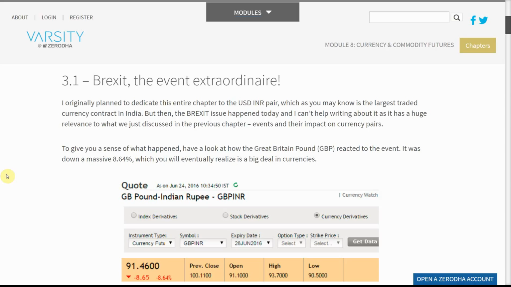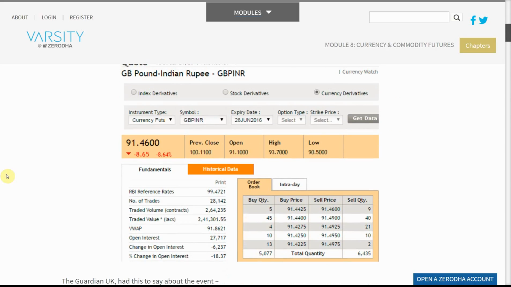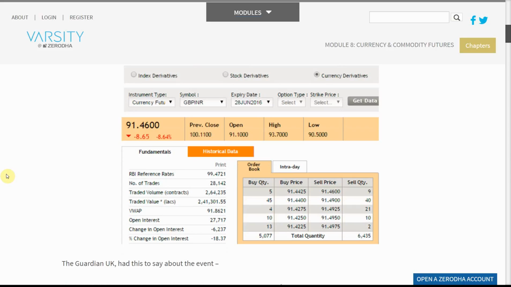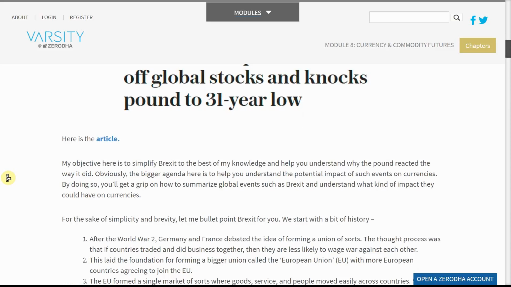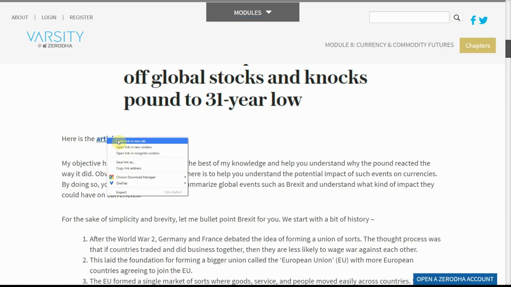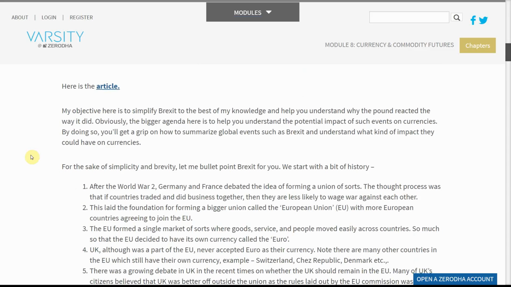To give you a sense of what happened, have a look at how the Great Britain pound, GBP, reacted to the event. It was down a massive 8.64%, which you will eventually realize is a big deal in currencies. The Guardian UK had this to say about the event. Here is the article. My objective here is to simplify Brexit to the best of my knowledge and help you understand why the pound reacted the way it did. Obviously, the bigger agenda here is to help you understand the potential impact of such events on currencies. By doing so, you'll get a grip on how to summarize global events such as Brexit and understand what kind of impact they could have on currencies.